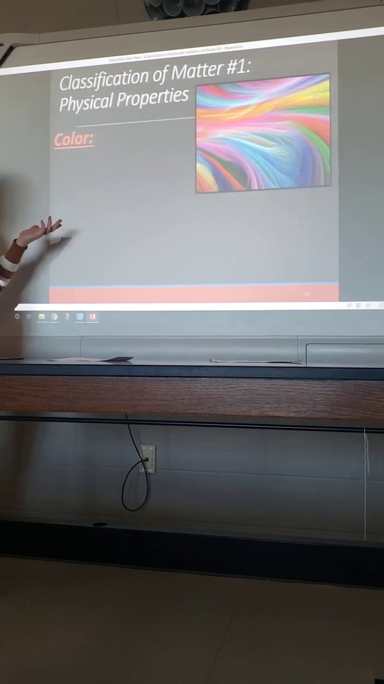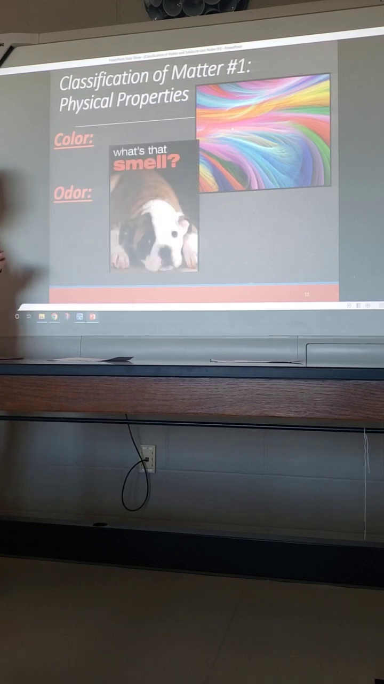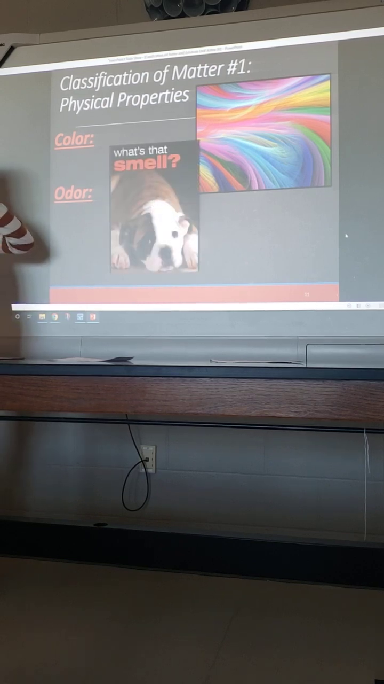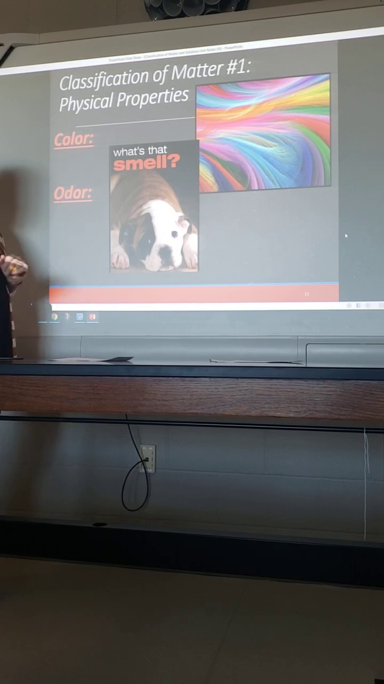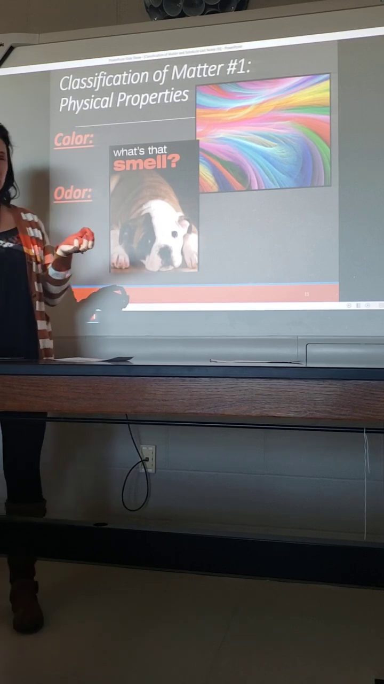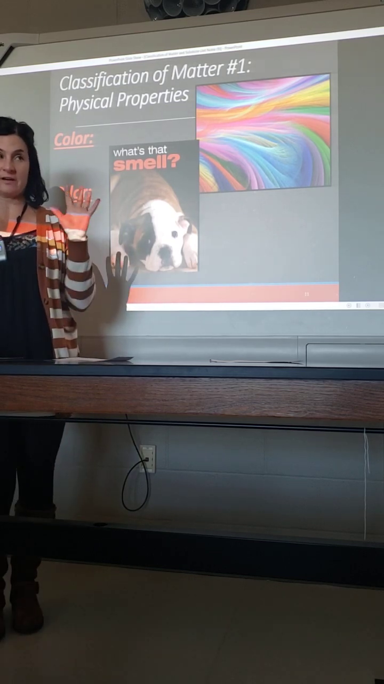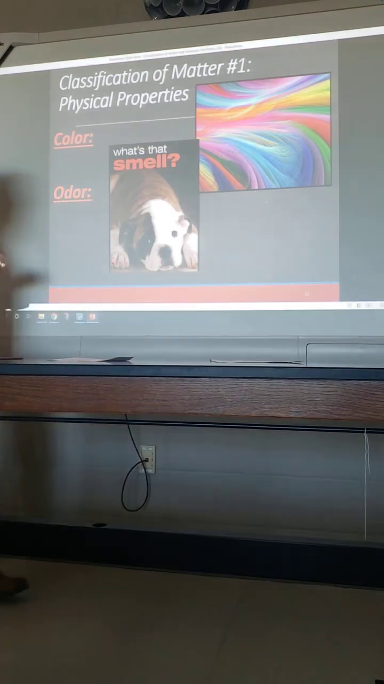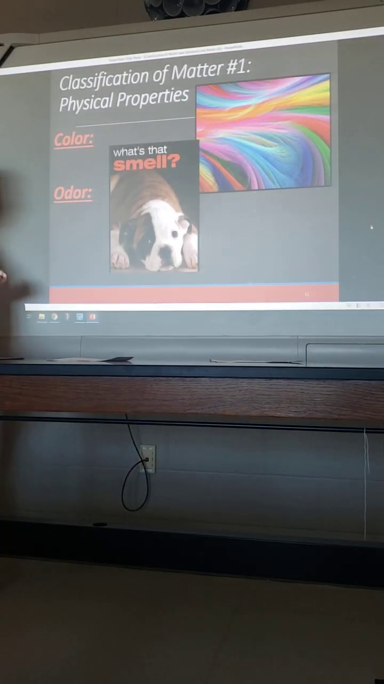Okay, color. Hopefully I don't need to say any more about color. Odor. Okay, so, again, pretty basic. And if you're noticing, a lot of these are dealing with our five senses, right? Sight, smell.